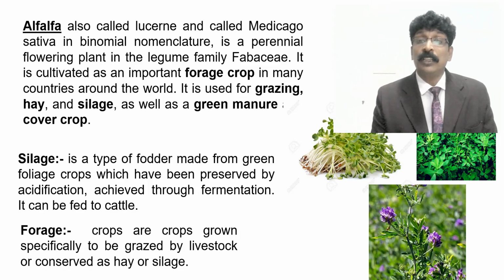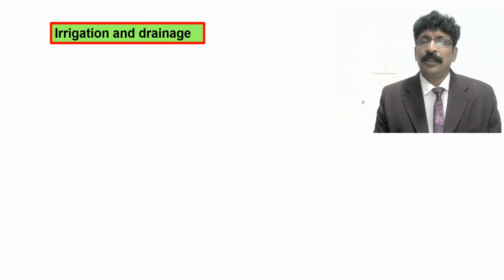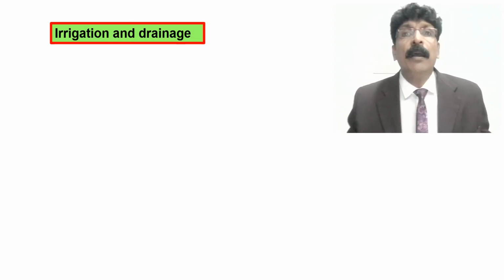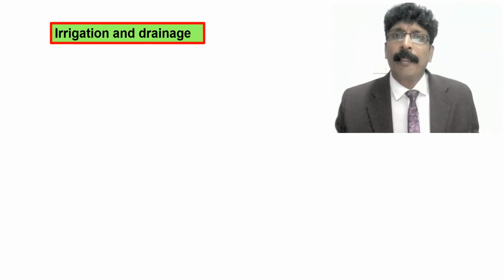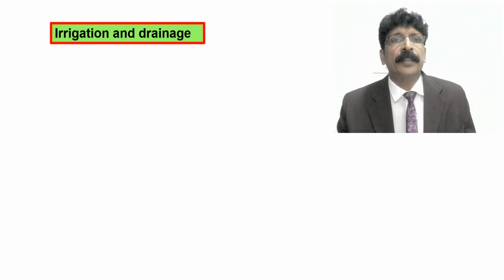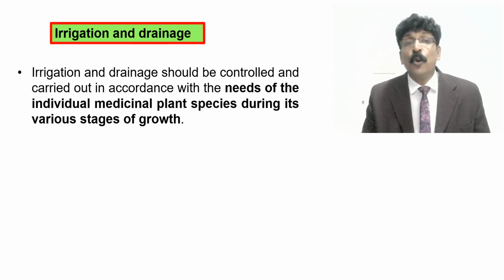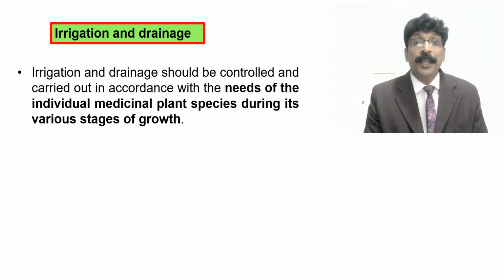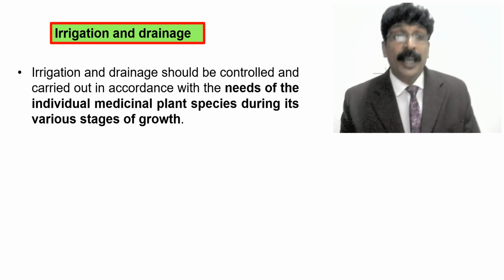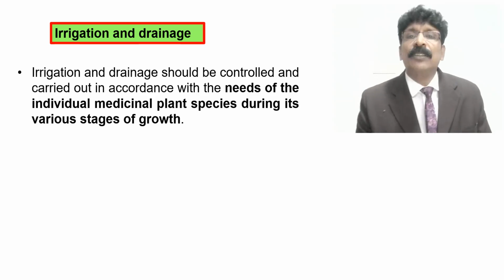So these all are the plants which will be grown usually in the buffer zone, which can stop the leaching of nutrients from the soil. The soil nutrients and soil originality can be saved by means of having a buffer zone. Irrigation and drainage. Irrigation and drainage should be controlled and carried out in accordance with the needs of the individual medicinal plant species during its various stages of growth.